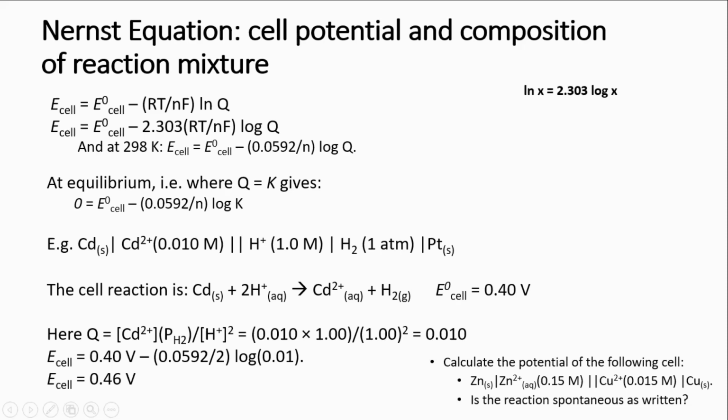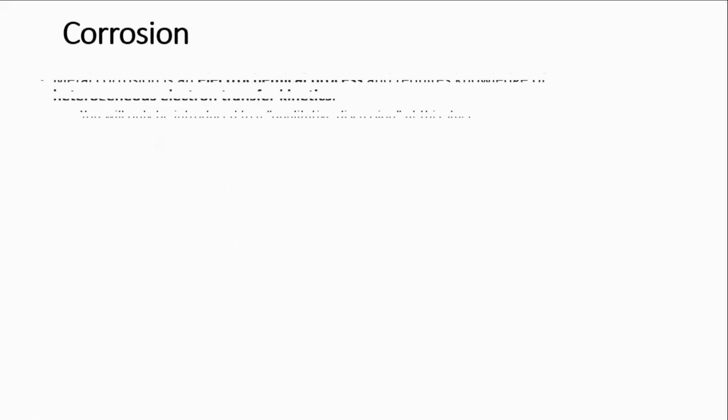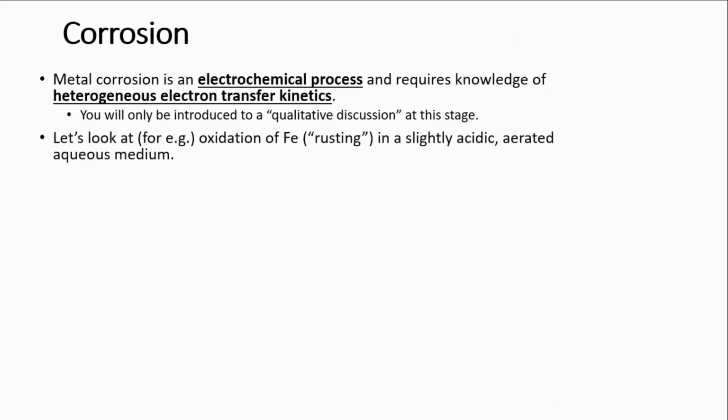Here is an example that you can try, a zinc copper system. Here you have the concentrations, and you know already how to calculate the standard cell potential for a zinc copper system, as we did in the previous lectures. Now, there are many examples of electrochemical systems, and corrosion is an example of that. Metal corrosion is an electrochemical process, and it requires knowledge of the heterogeneous electron transfer kinetics. Heterogeneous meaning that you have a solution and you have a solid, which is the metal, and the solution will aid the corrosion of the metal.